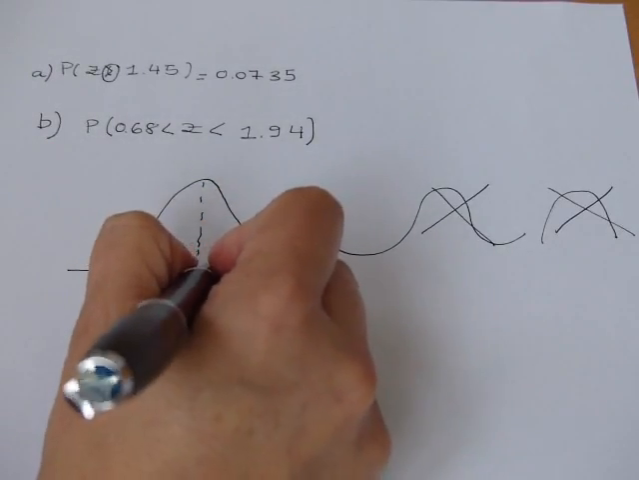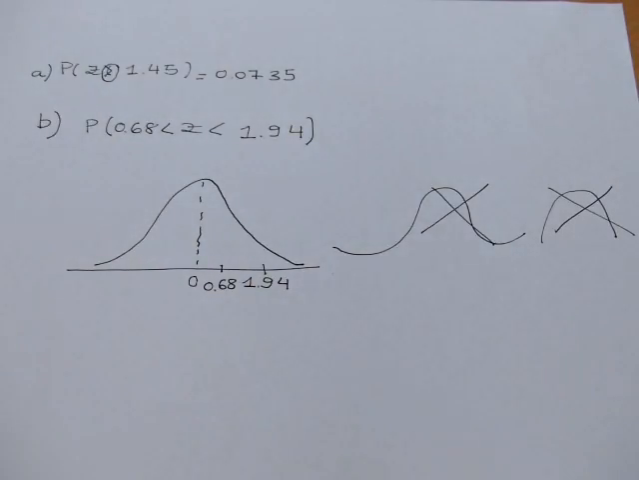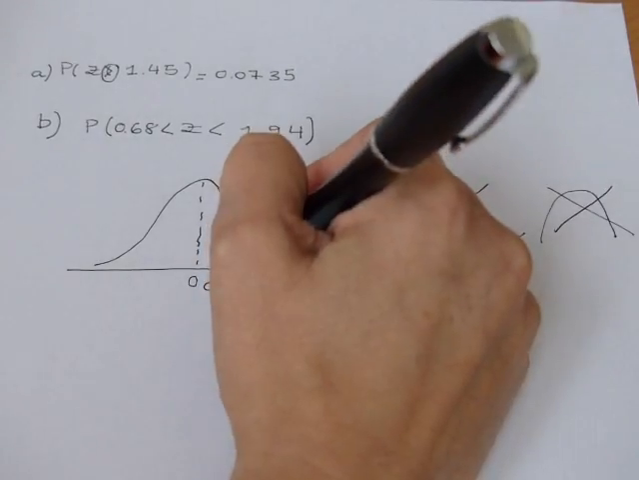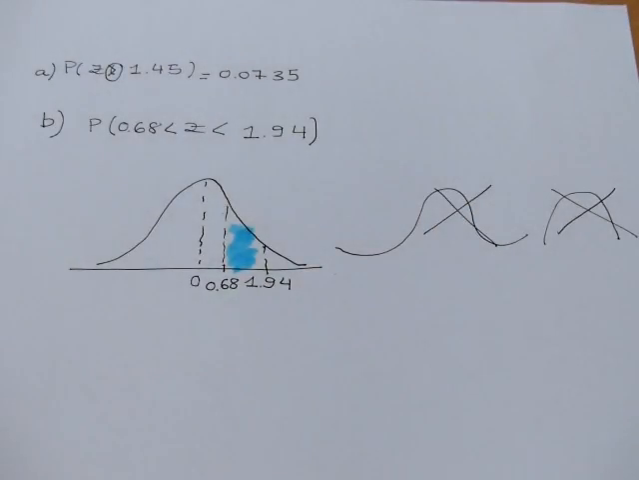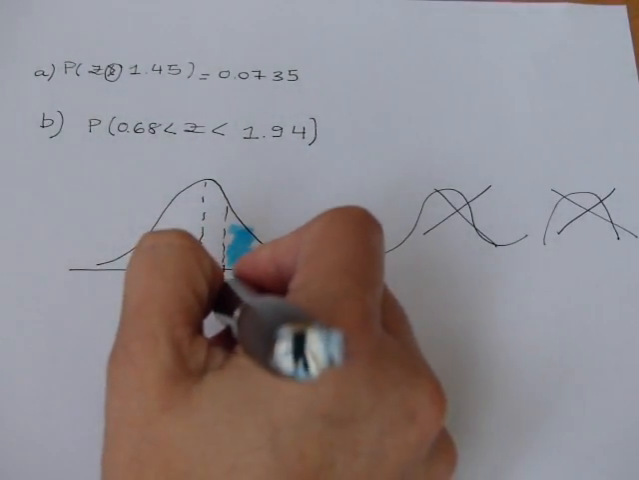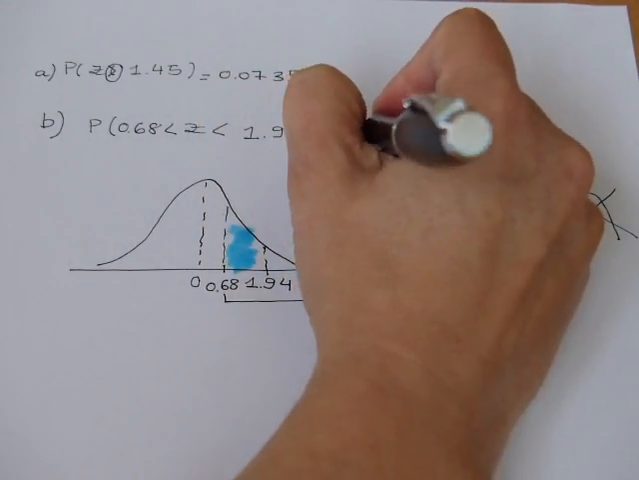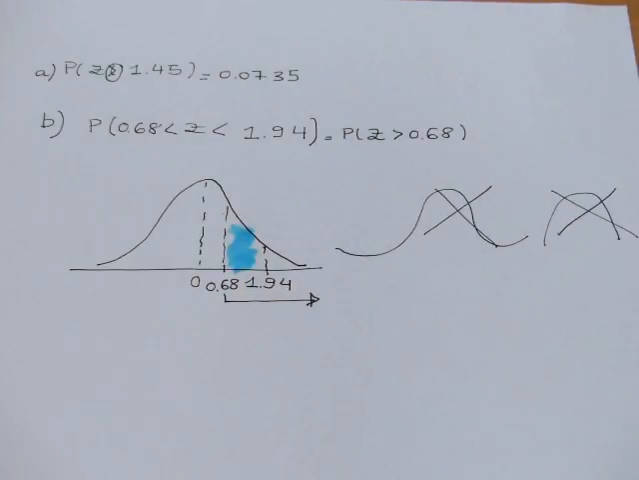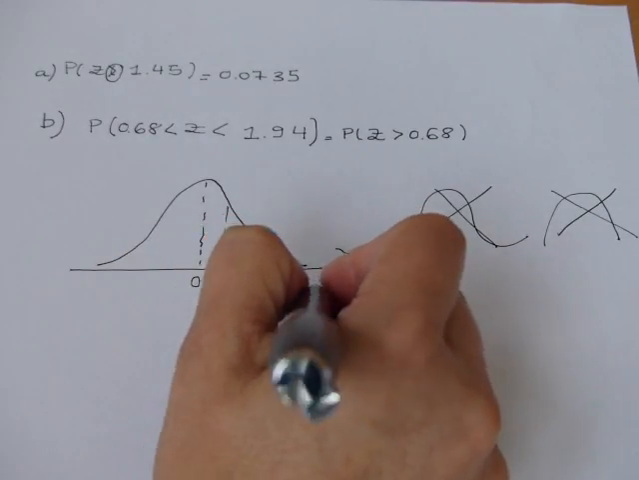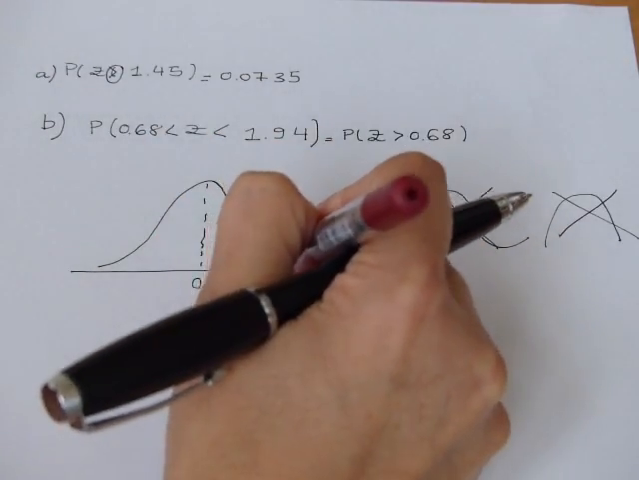And then we have another positive number which is closer to 0, which is 0.68. We are asked to calculate the probability between these two numbers for a normal 0,1. As the tables provide us the probabilities on the right of these values, I would need to calculate first the probability that the normal is on the right of the value 0.68, and then subtract the probability on the right of 1.94.